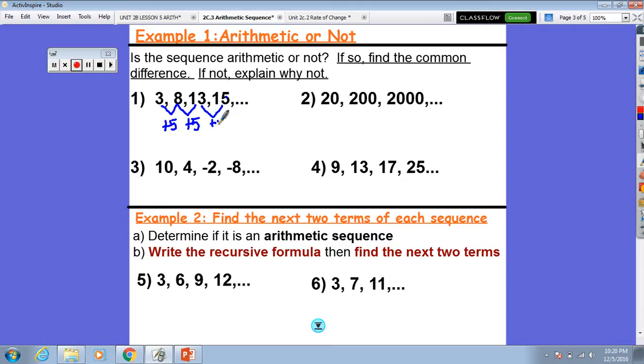Correct. So notice this time we changed the number. We added 5 on the first two, but we only added 2 on the last one, which means they do not have a common difference. It changes. So I would say this one is not arithmetic.